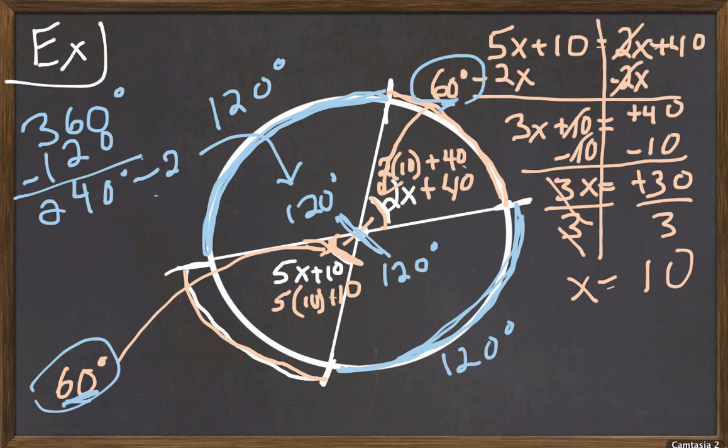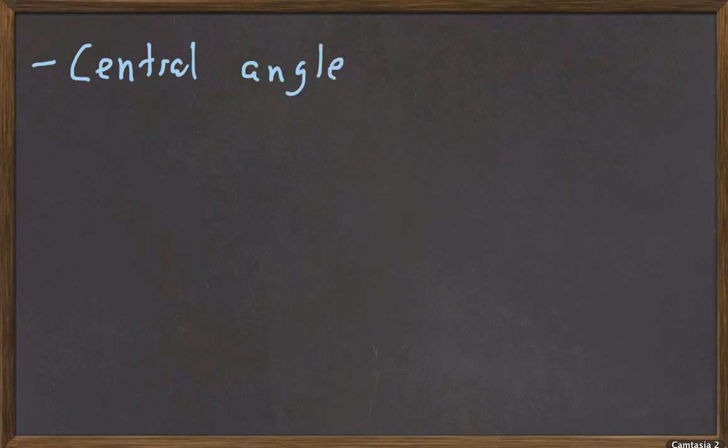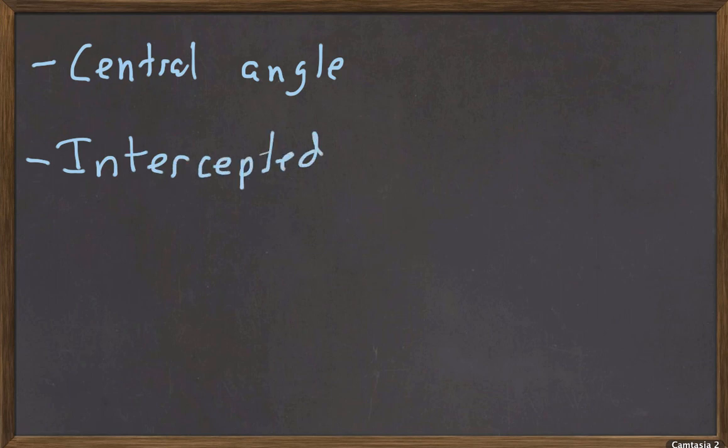Guys, really, it's just going to be a bunch of practice tomorrow, and you'll be asked to find different parts of a circle. You may be asked to find the central angle. You may have to set up an equation. You may have to find the intercepted arc. Just know that these two things are the same size.